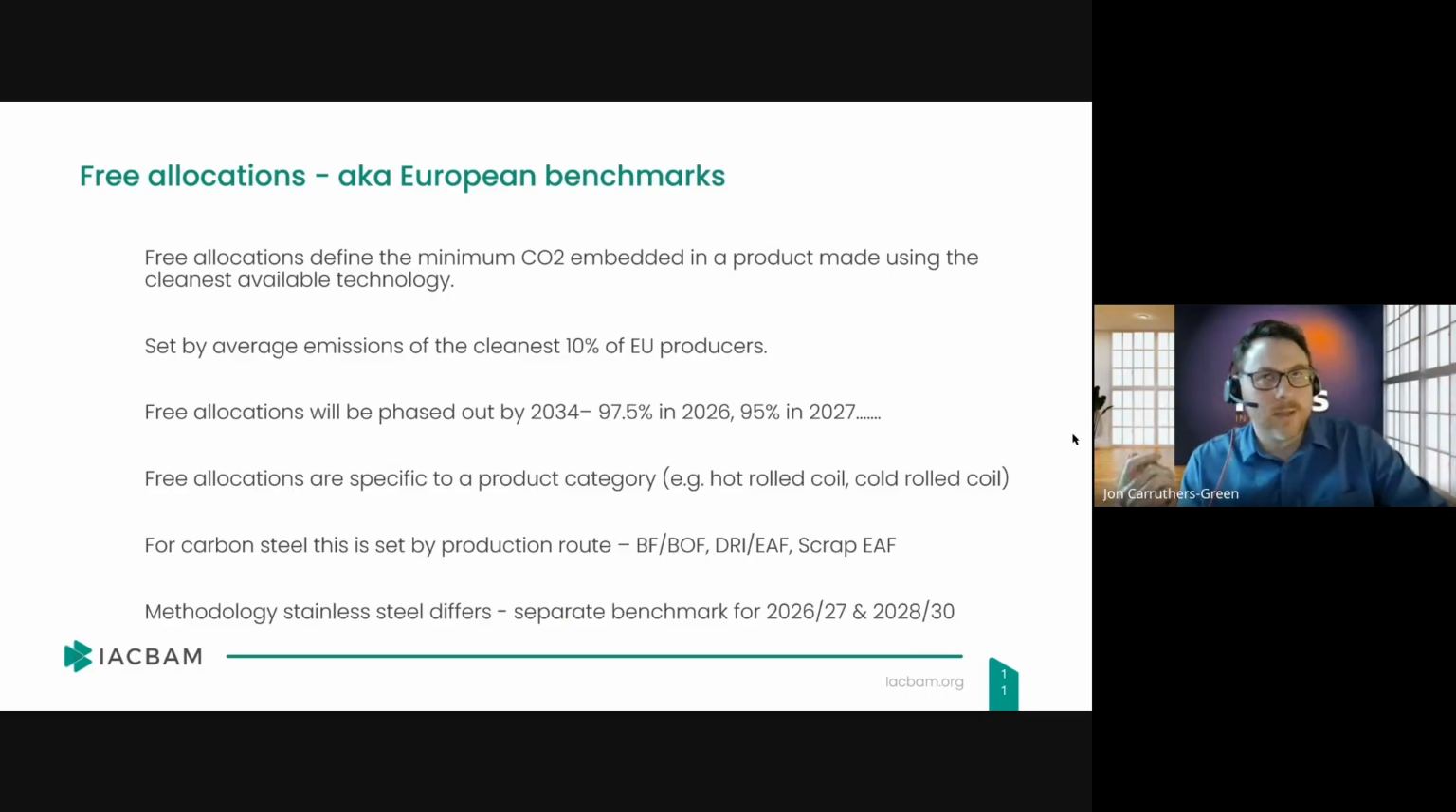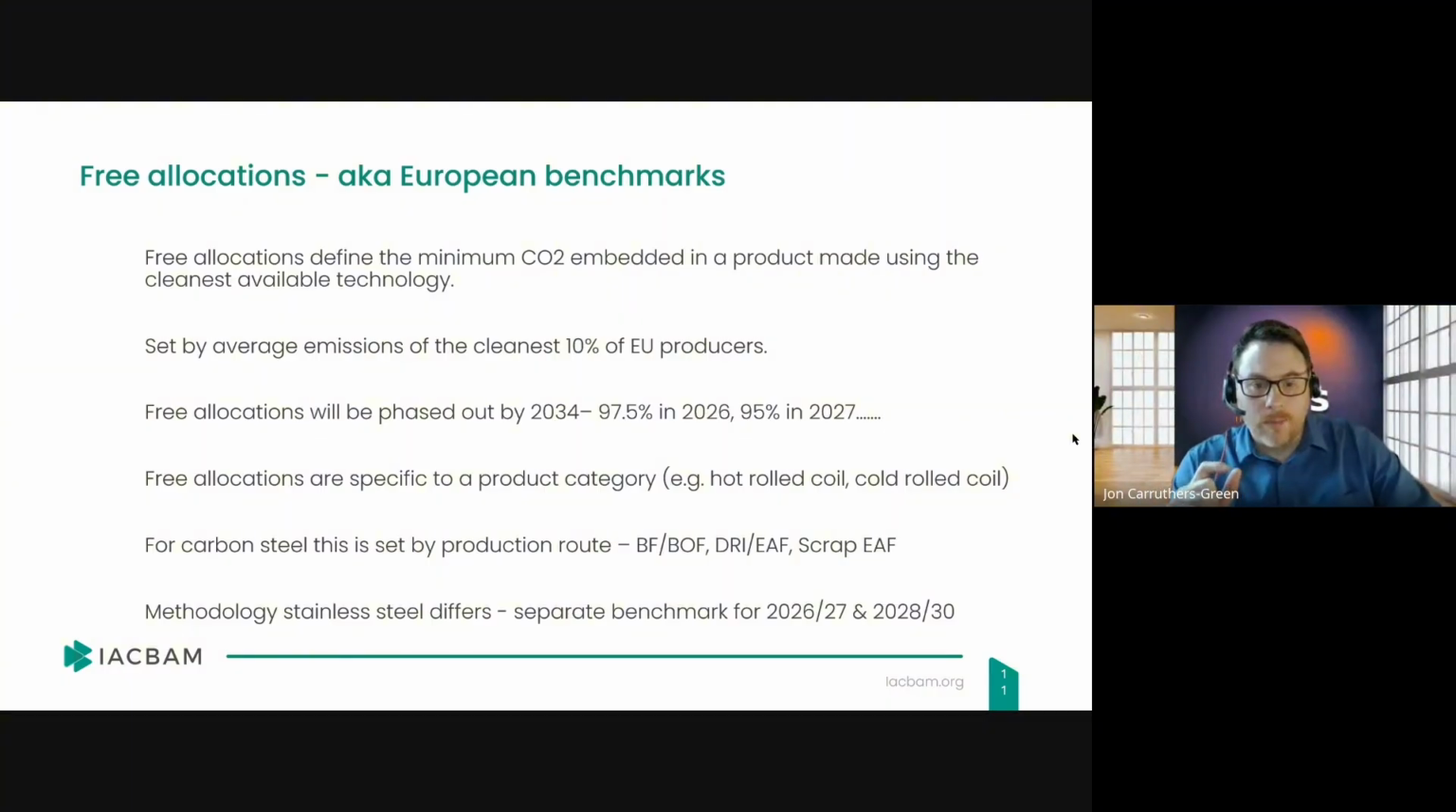I think that goes to 10% in 2028, and then that number increases at a much steeper rate until we get to 2034. And once again, the free allocations are based on specific product categories. So steel that's made as a hot roll coil or a cold roll coil, for example, will receive a specific free allocation value.